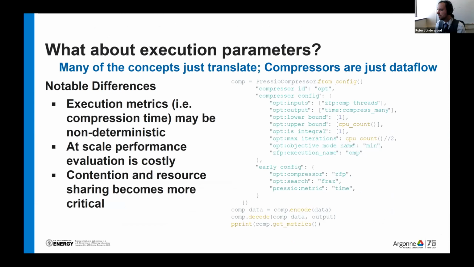What about things like execution parameters? Many of the concepts that we've talked about today just translate. Compressors are essentially a form of data flow. Here we show optimizing CFP's runtime based off the number of OpenMP threads that will be used for the execution. Now, this is a particular area that's interesting because it points to an area of future work, because a lot of the metrics we've talked about up until this point are relatively deterministic, whereas things like execution time are not. So this is an interesting area that's worth thinking about, but we already have some potentially good results that we can start talking about.